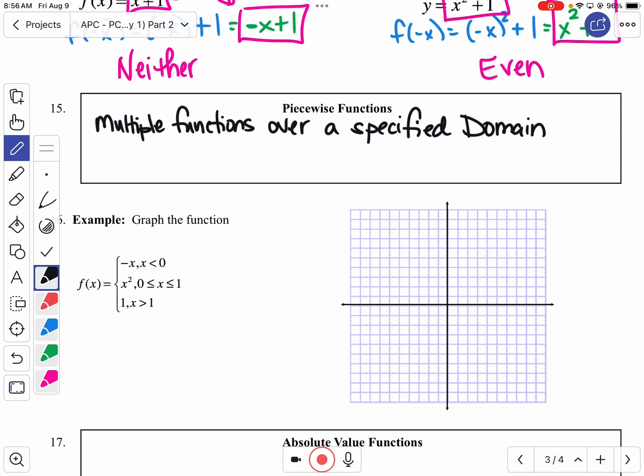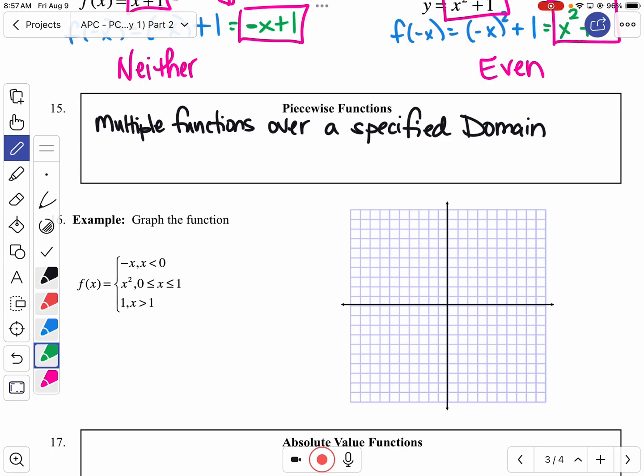All right. So I like to address these a little bit at a time. We have to look at those domain restrictions. The greater thans, the less thans, the equal tos, they're important because they tell me, do I need open circles? Do I need closed circles? Which x values are we going to consider?